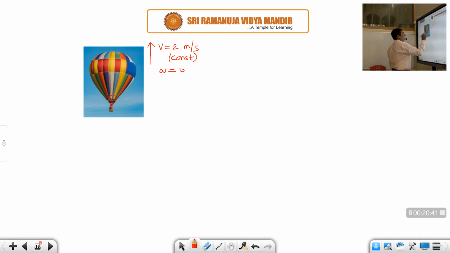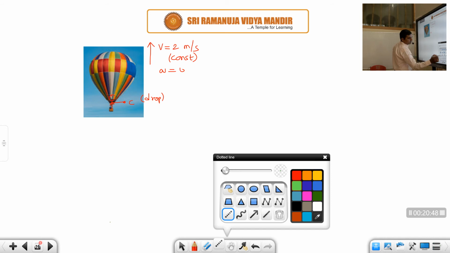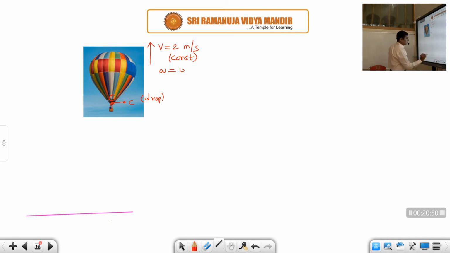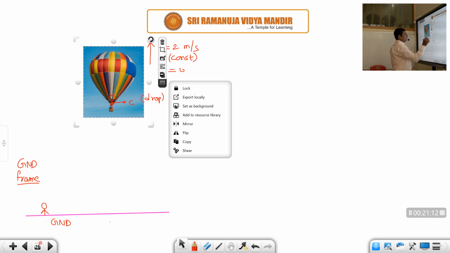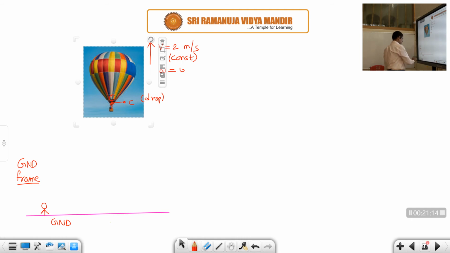And a person from here has dropped a coin. So first, I'll stand on the ground and then write down the values. From the ground frame, I'm first writing the values for the balloon as well as for the stone.